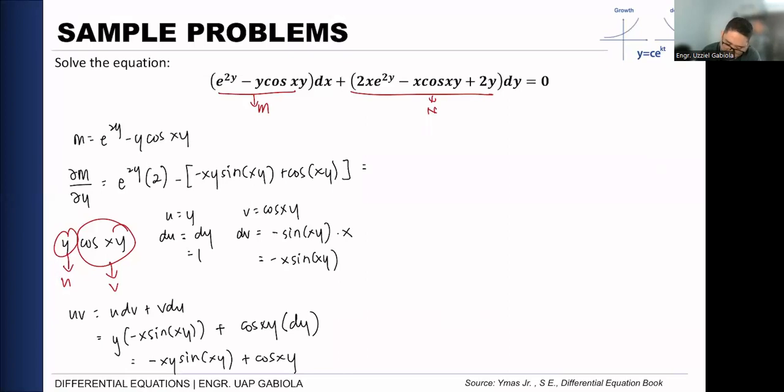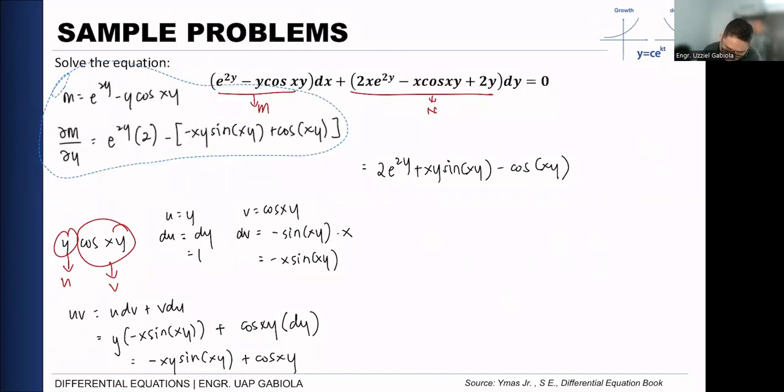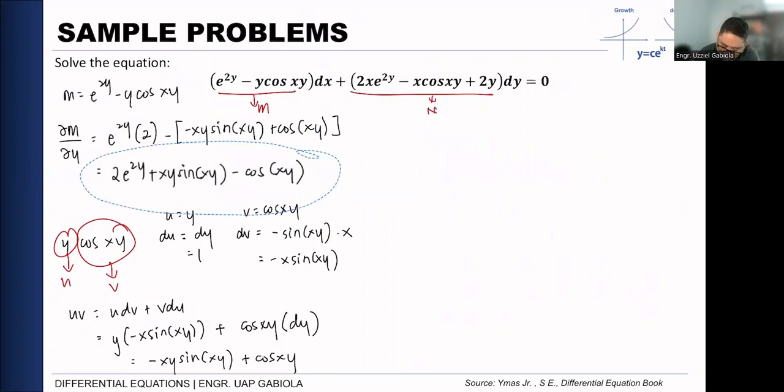Okay? Simplify lang natin. We have 2e2y plus xy sine xy minus cosine of xy. Okay? Yan pa lang yung partial derivative natin sa m. So, m pa lang na pa-partial derivative natin. Okay? Next, partial derivative tayo ni n.